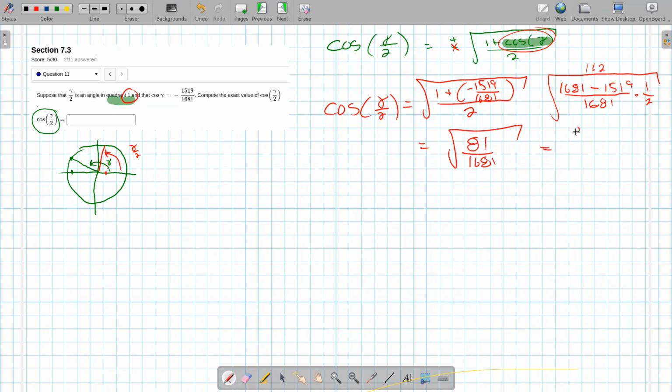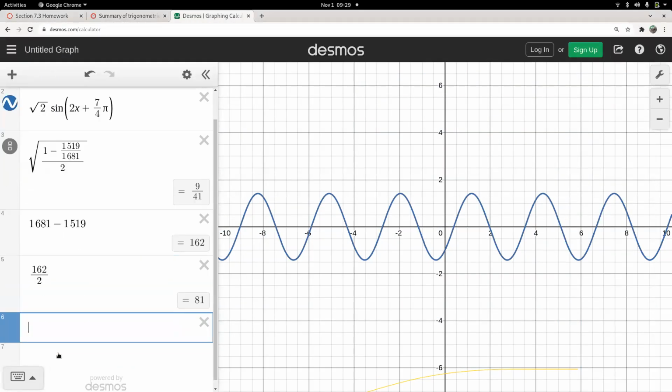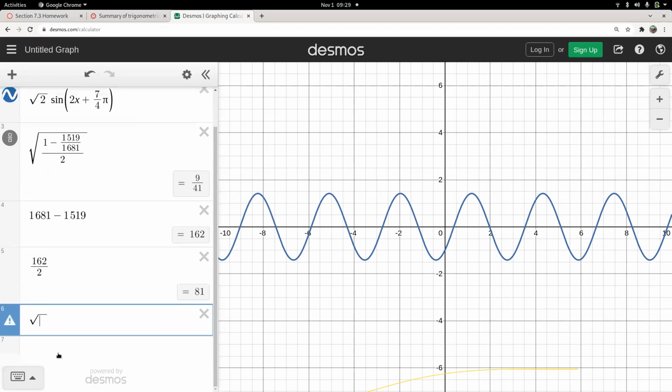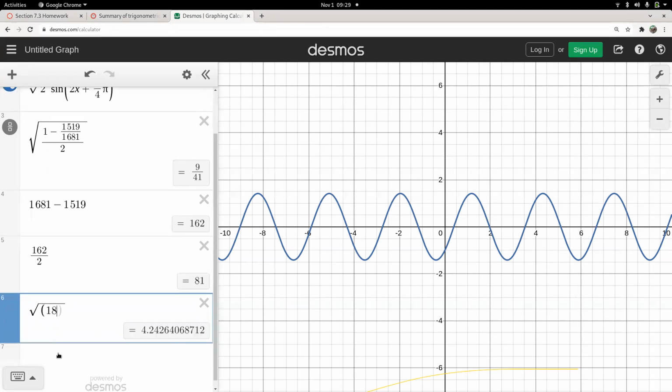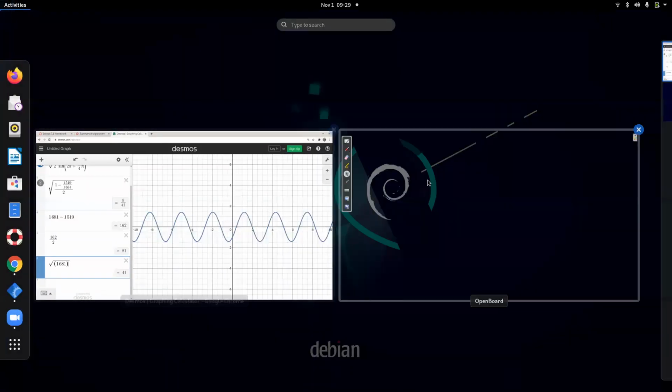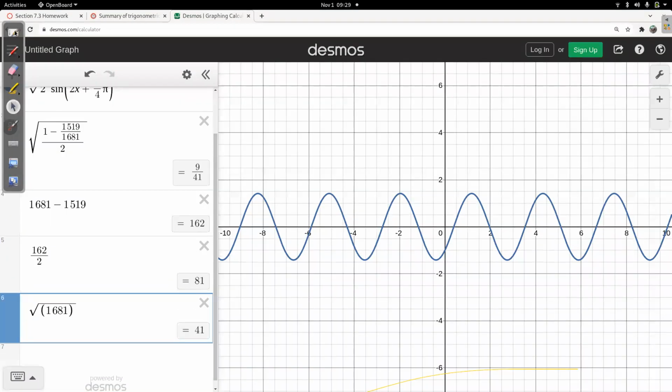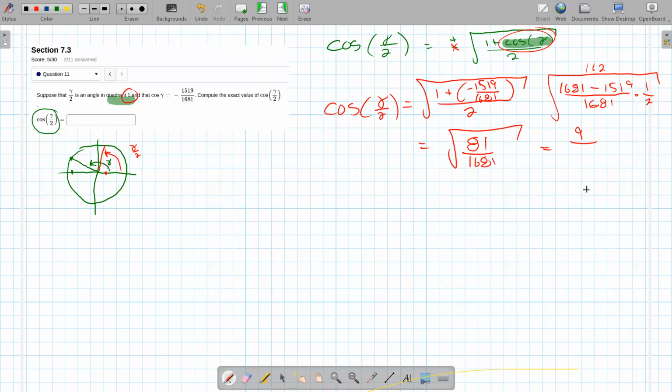I know the square root of 81 is 9, and according to the calculator, the square root of that denominator should be 41. Let's double check. Square root of 1681, oops, 1681, I could type. Hey, check it out, it is 41. So it turns out this one comes out very nice. Thank goodness for Desmos. This would have been only marginally harder without.